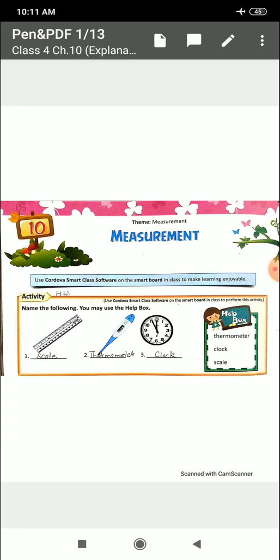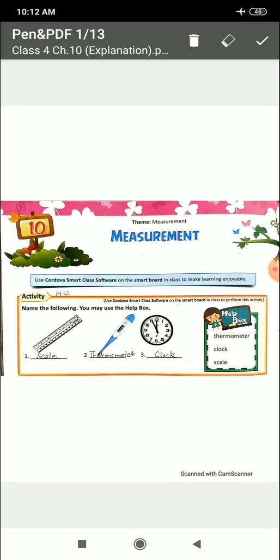measure anything. So in this chapter, we will basically focus on two aspects. One is the units of measurement and second is the instrument to measure different things. So units and instruments we will discuss one by one for various different quantities like length, mass, capacity, time and temperature. Like in this activity, as you can see, the various instruments are shown.